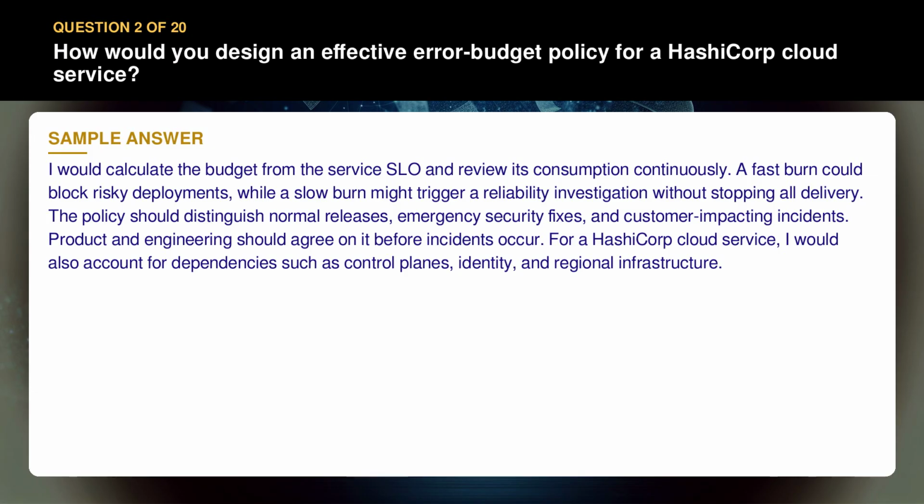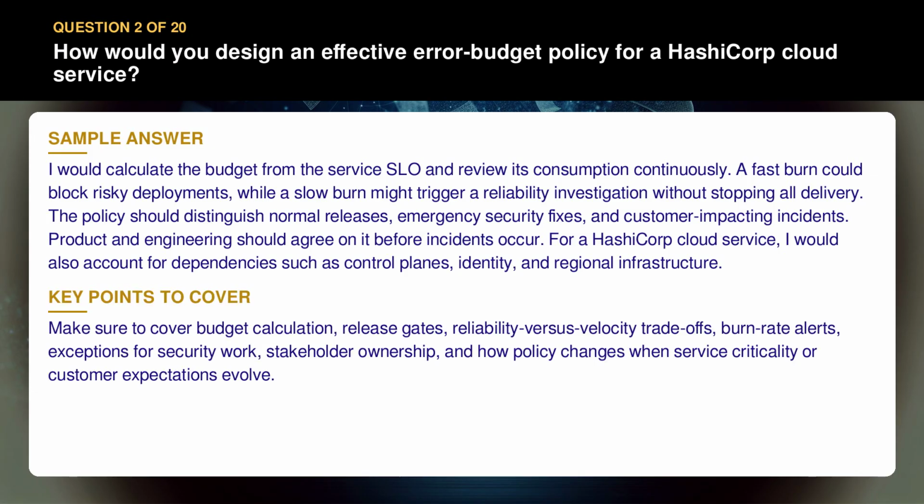Product and engineering should agree on it before incidents occur. For a HashiCorp Cloud service, I would also account for dependencies such as control planes, identity, and regional infrastructure. Make sure to cover budget calculation, release gates, reliability versus velocity trade-offs, burn rate alerts, exceptions for security work, stakeholder ownership, and how policy changes when service criticality or customer expectations evolve.